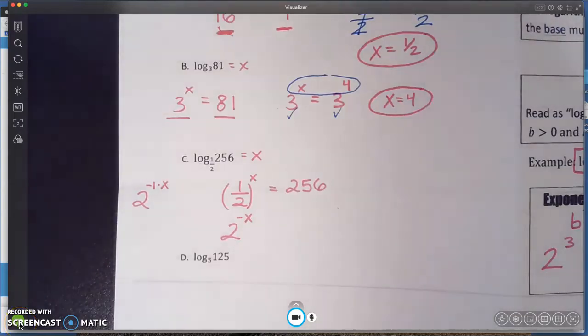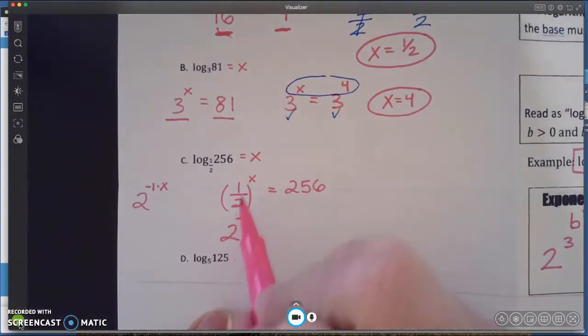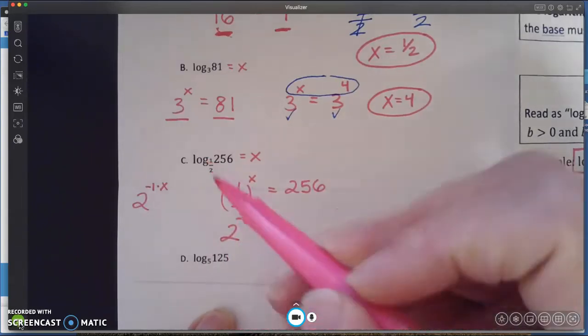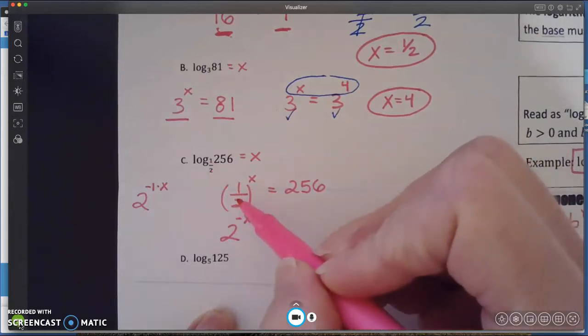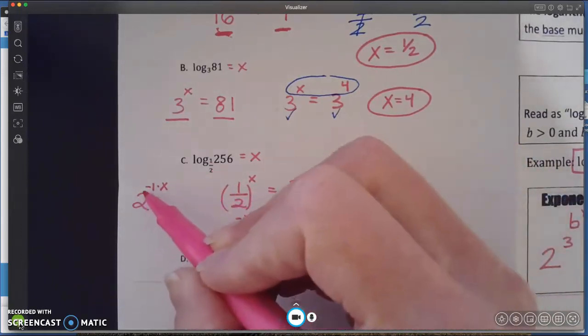Okay, I'm not sure where we got cut off on the last video, but I converted this from 1/2 to the x power into 2 to the negative x power, because 1/2 is like saying 1/2 to the positive 1, so you can convert that to 2 to the negative 1.